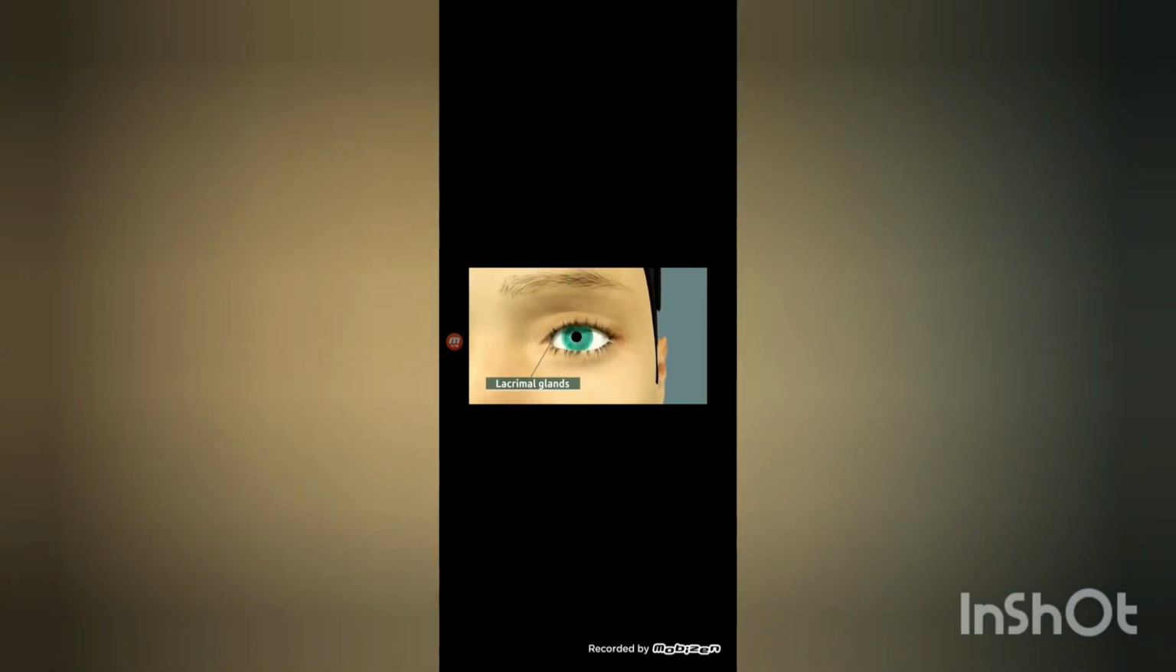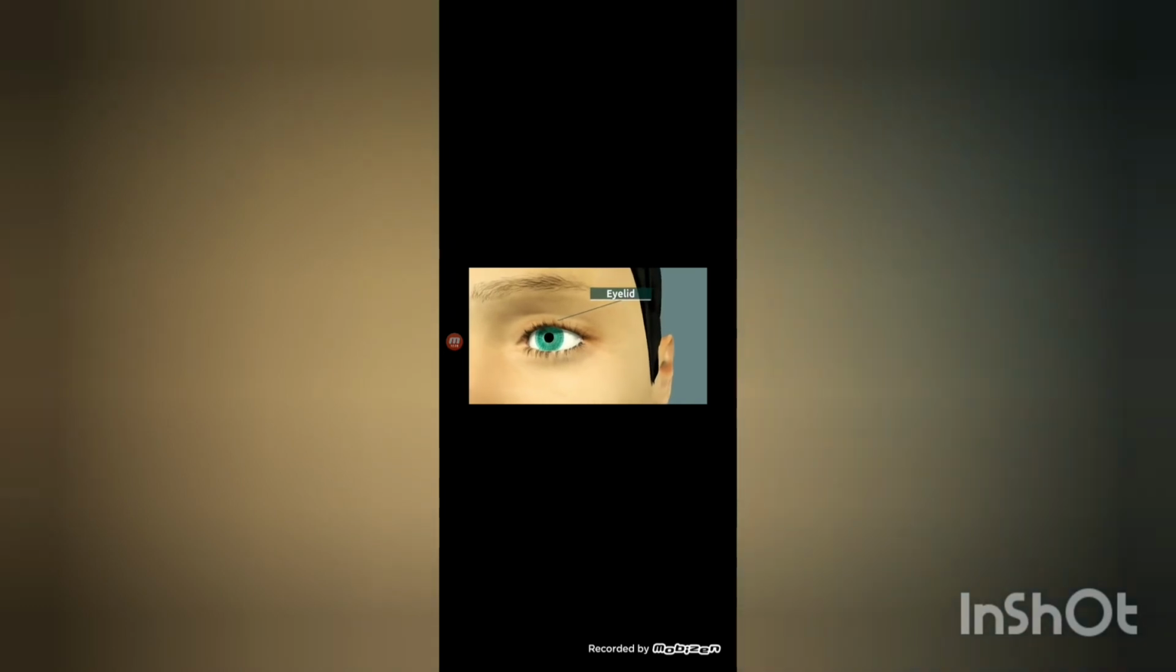The function of the lacrimal gland is to produce tears, an element of great importance as tears carry nutrients and oxygen. Tears also help to keep the eye clean and moist. Did you know that our eyes produce tears constantly without us realizing it?